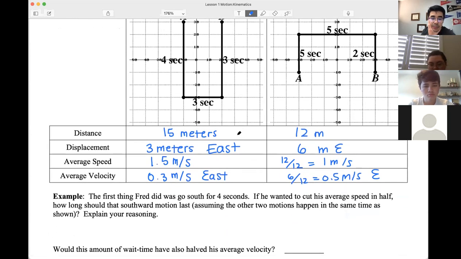Okay, not bad. Now it says the first thing Fred did was go south for 4 seconds. If he wanted to cut his average speed in half, how long should that southward motion last, assuming the other two motions are exactly the same? To help, I'm going to rewrite the average speed at the beginning. Beginning was originally 15 over 10, before we simplified. We want to cut his speed in half.